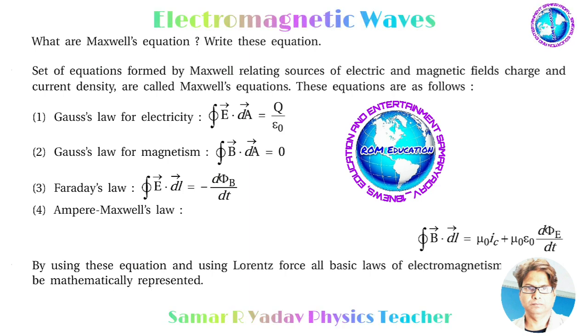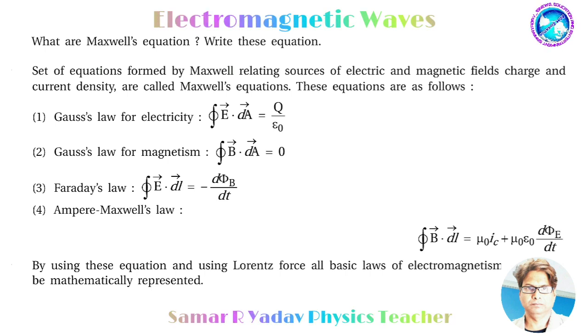And third, Faraday's law: closed integral of vector E dot vector dl is equal to minus d phi B by dt. And fourth, Ampere-Maxwell law: closed integral of vector B dot vector dl is equal to mu 0 Ic plus mu 0 epsilon 0 d phi E by dt. By using these equations and using the Lorentz force, all basic laws of electromagnetism can be mathematically represented.